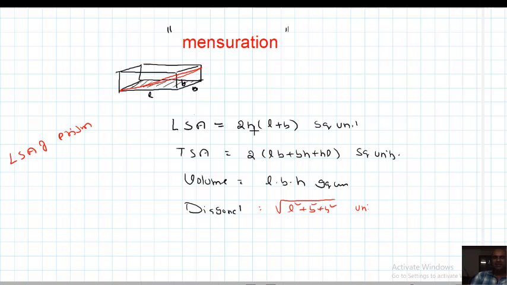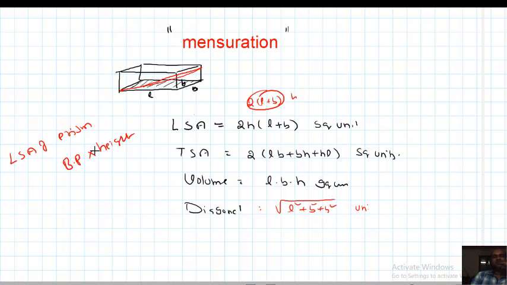Now by using this, I can rewrite this. So 2 into (L plus B) into H, I can write 2 times of (L plus B), this is the base perimeter, no? Base perimeter of the cuboid into its height gives the LSA. Now I can say LSA of prism is base perimeter into height.